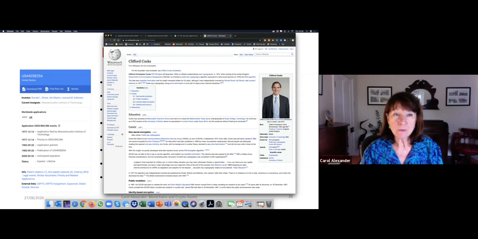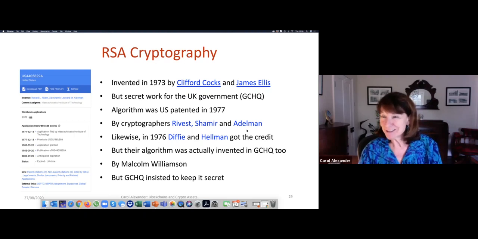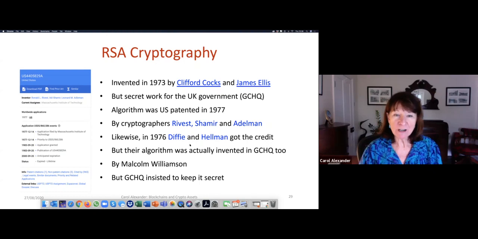And James Ellis as well. They both worked on it, and there's more information about him there if you want. So it was patented by these cryptographers, and likewise the Diffie-Hellman one got the credit, but it was actually invented by someone called Malcolm Williamson, who also works for GCHQ. And actually these guys asked the British government to make it public that they'd already invented it, but they didn't. So there we are. That's why it's called RSA and not Cox-Ellis or Williamson.